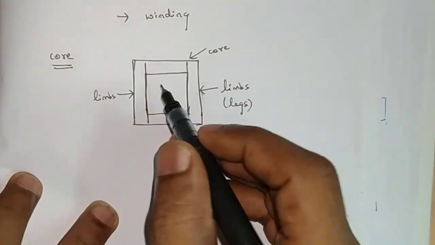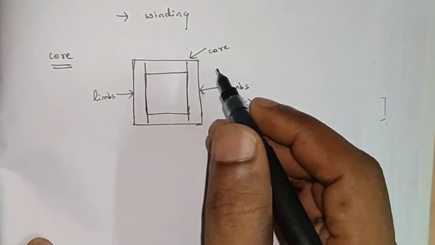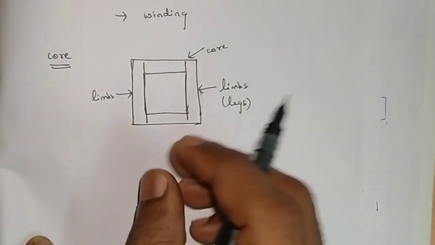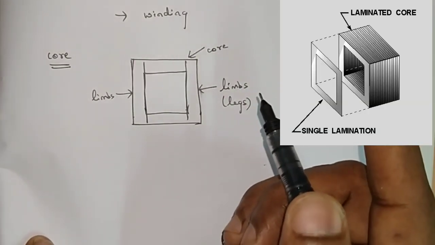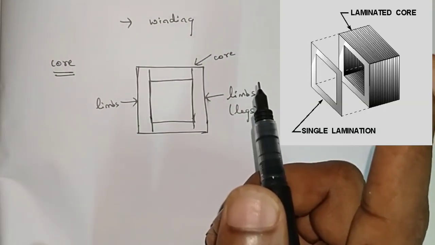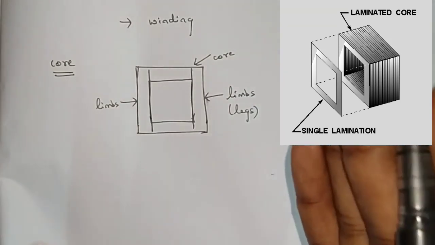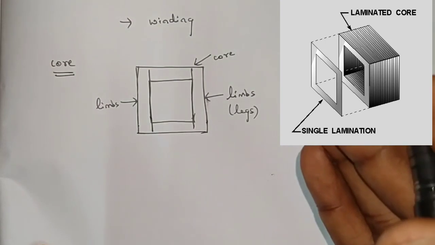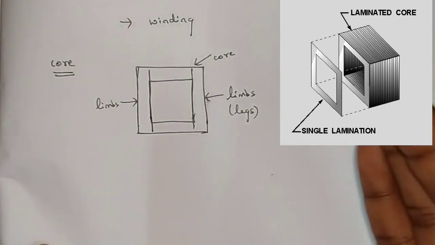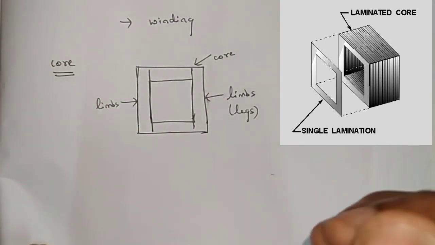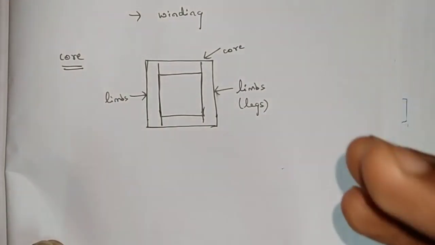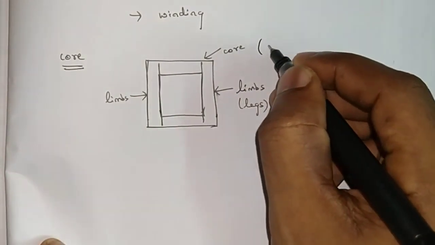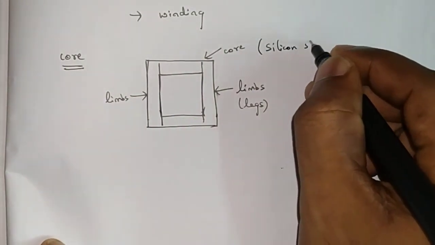Now we need to explain how the core is formed or constructed. So this is a 2D diagram. If I want to explain the core in detail, you can see a 3D diagram in the figure which I have shown. In this figure you can see a number of layers of thin silicon steel in the form of a stack, which is laminated together to form a thick core. In simple terms, the core is made up of silicon steel. The material used is silicon steel.